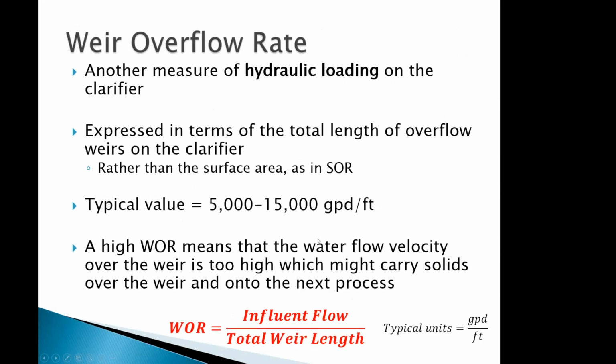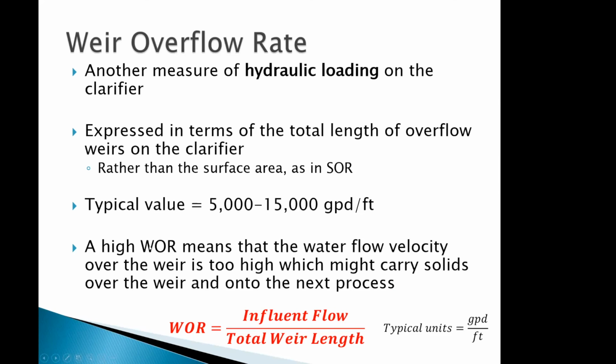Another example of a metric we can use to evaluate clarifier performance is called the weir overflow rate. This is a similar measurement of hydraulic loading, but instead of the total surface area of the tank, we just look at the length of the effluent weirs. And so again, we have to have a standard to compare this to. So for a conventional primary clarifier, a typical weir overflow rate is between 5,000 and 15,000 gallons per day per foot. And that's per foot of weir length.